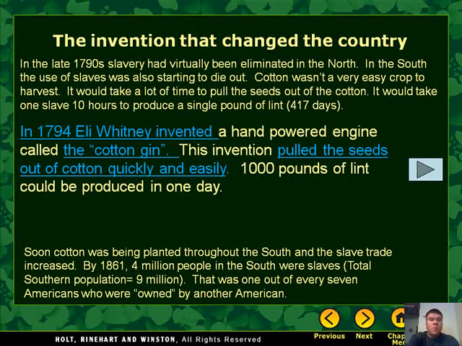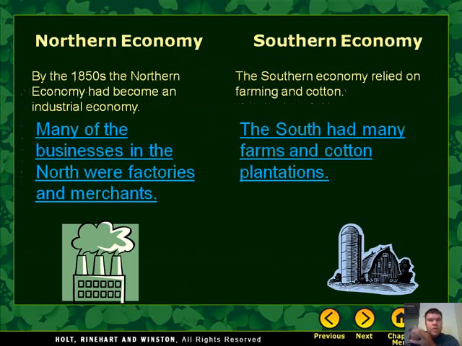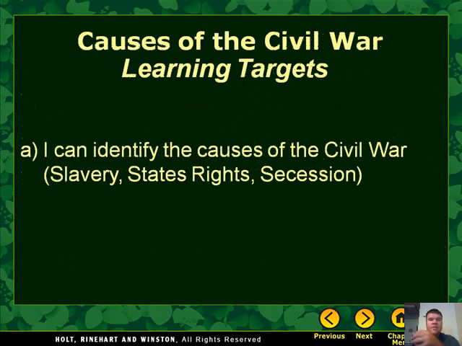Okay, I'm going to go back to our learning target just to make sure that you take a look at that, and hopefully you can understand how slavery, states' rights, and secession were part of the causes of the Civil War. Okay? If you have any questions, please bring those to class with you, and we can talk more about them in class.